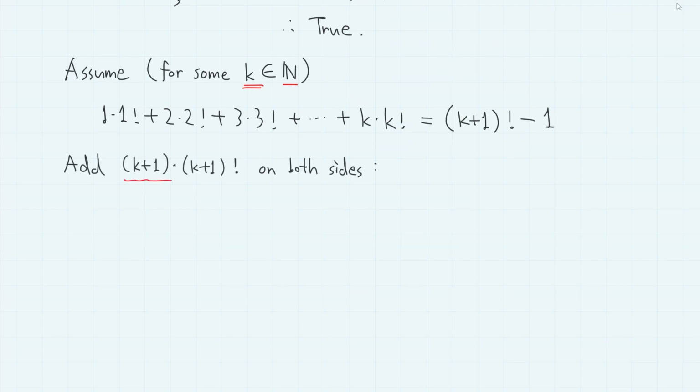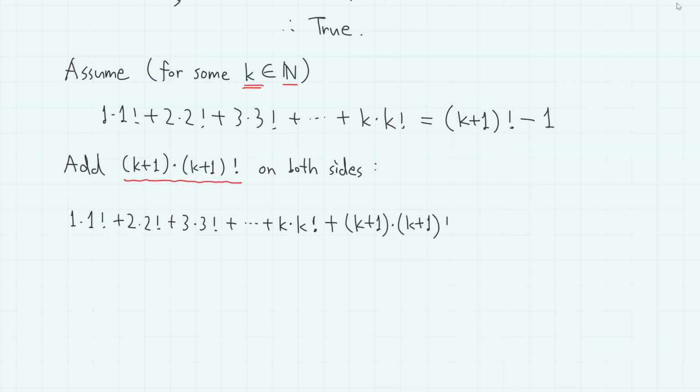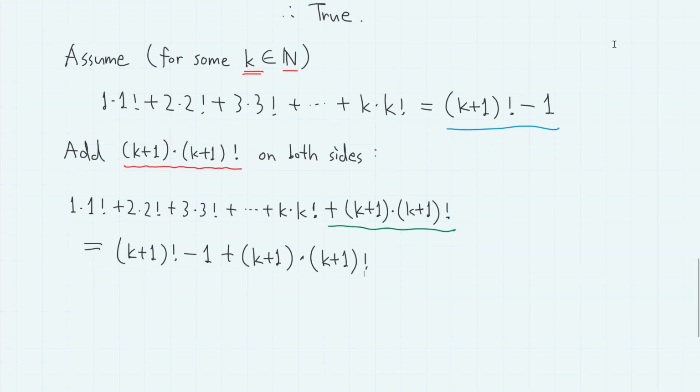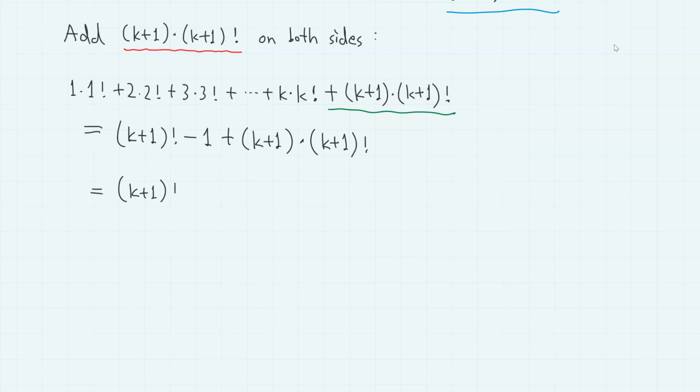Then we add k plus 1 times k plus 1 factorial on both sides. Then we have this plus k plus 1 times k plus 1 factorial is equal to, first this, k plus 1 factorial minus 1, plus this, so k plus 1 times k plus 1 factorial. Here we write k plus 1 factorial at the front. Then from here we have 1, and from here we have k plus 1. Then we have this, so minus 1.